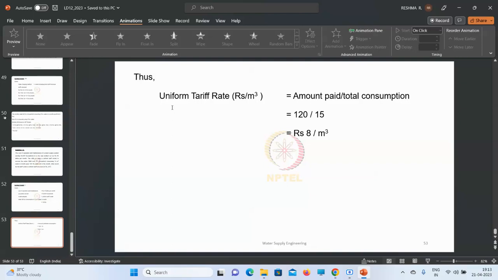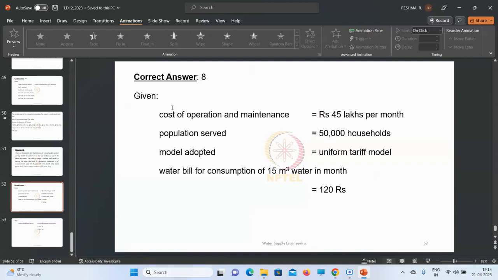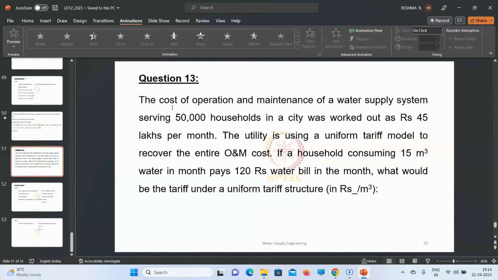Please cross check it, because it is given amount to be recovered by total consumption. So the total amount here, as per the question, is 45 lakhs per month, and the total consumption will be, if one household is consuming 15 meter cube, then for 50,000 households the total consumption will be 50,000 into 15. So if we divide, then we get 6.